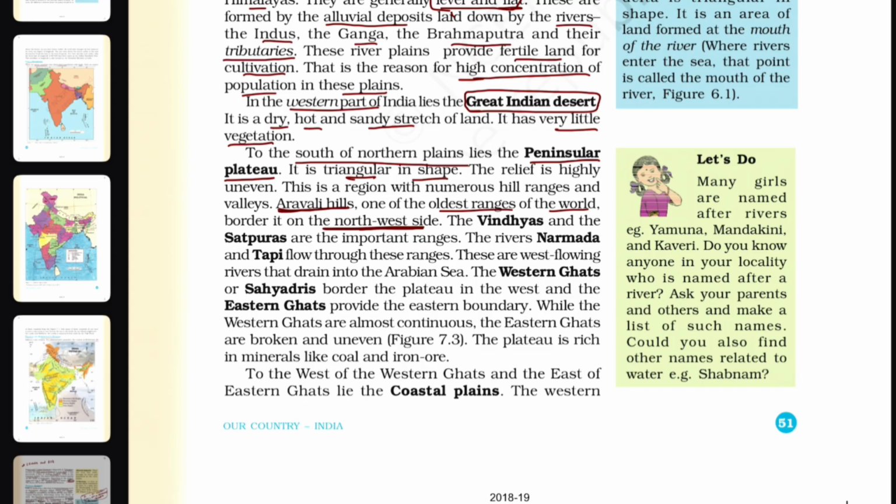River Narmada and Tapi flow through these ranges. These are west-flowing rivers that drain into the Arabian Sea. The Western Ghats or Sahyadris border the plateau in the west, and the Eastern Ghats provide the eastern boundaries. While the Western Ghats are almost continuous, the Eastern Ghats are broken and uneven.